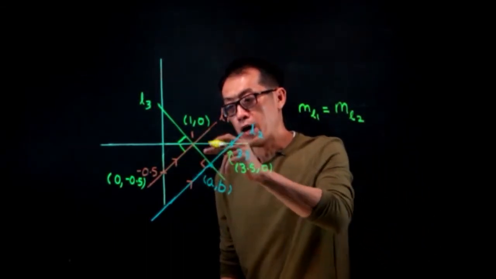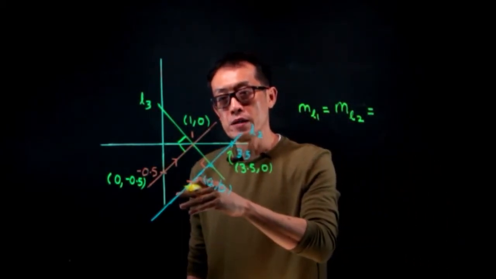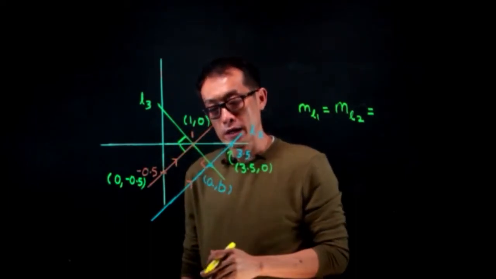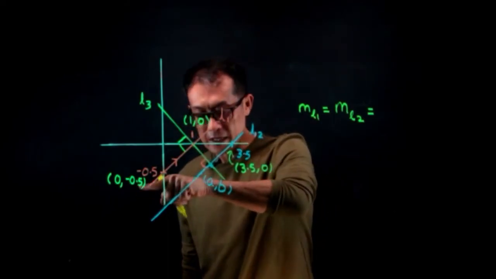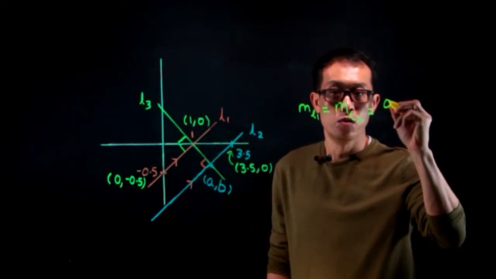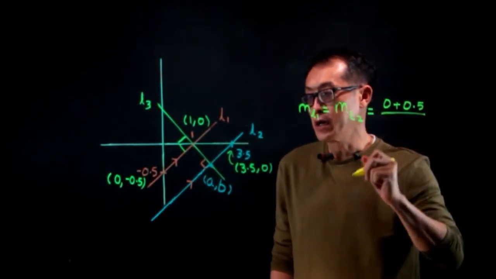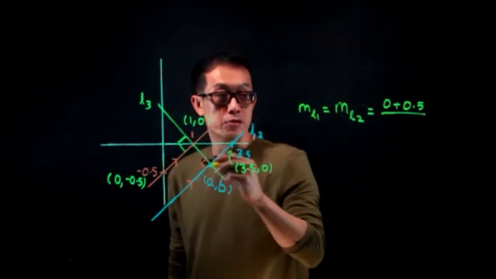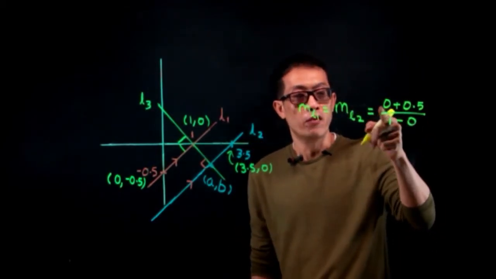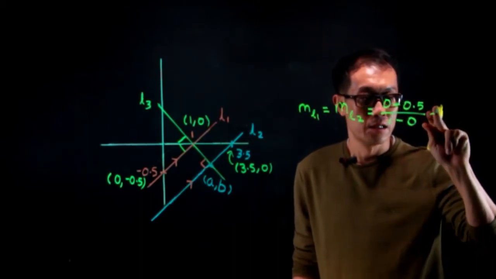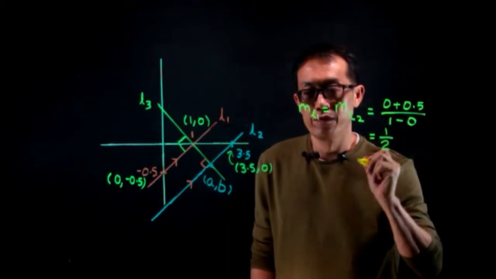Now, what is the gradient of L1? Now, you use the formula y2 minus y1 over x2 minus x1. So, you use 0 minus minus 0.5, so 0 plus 0.5, over 1 minus 0. So, this is half over 1. So, the answer is half.